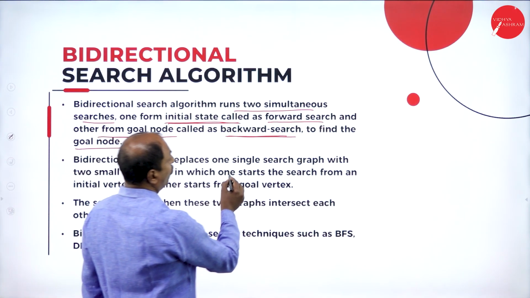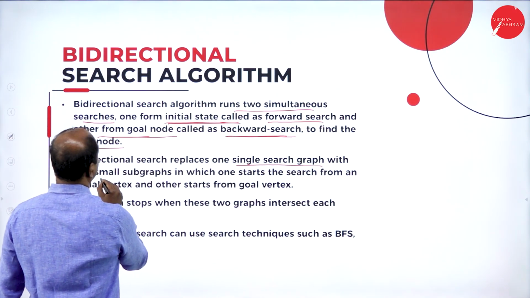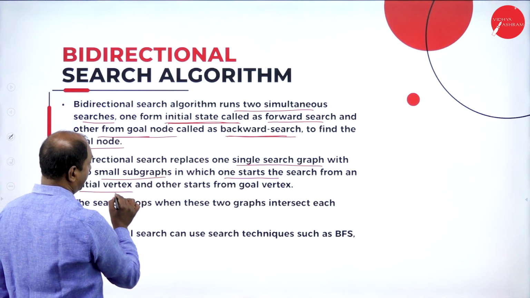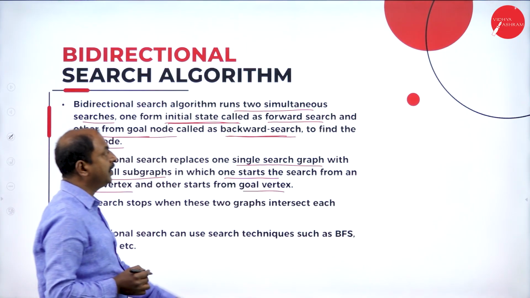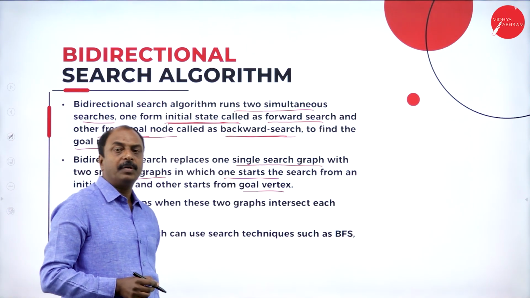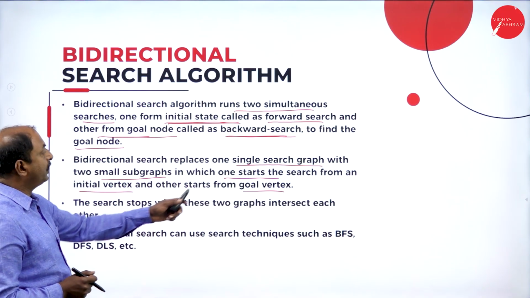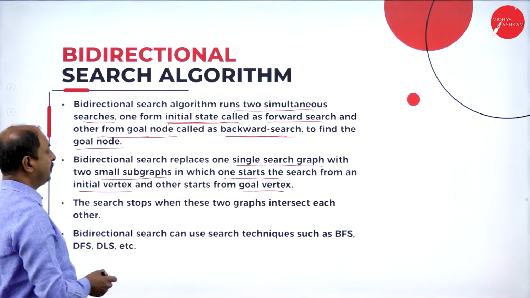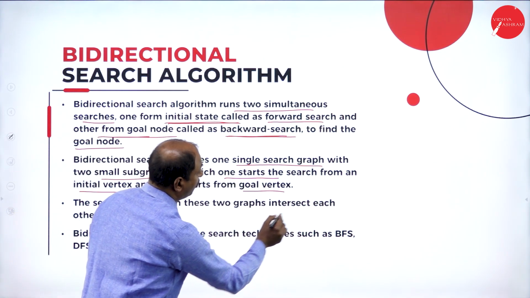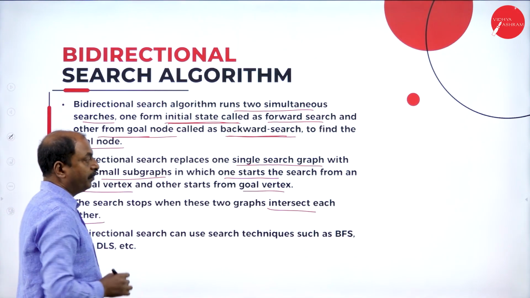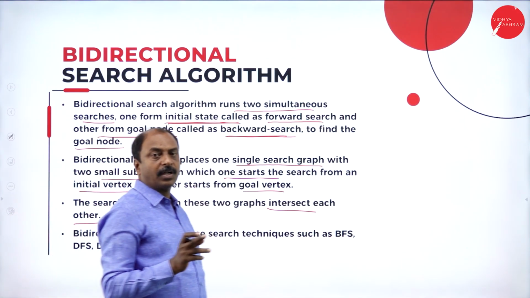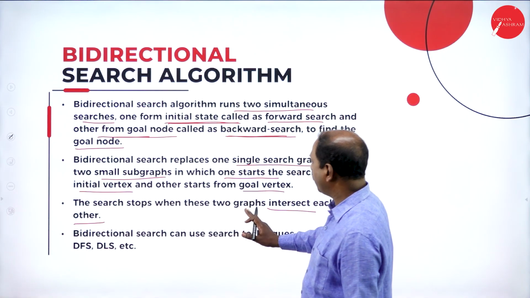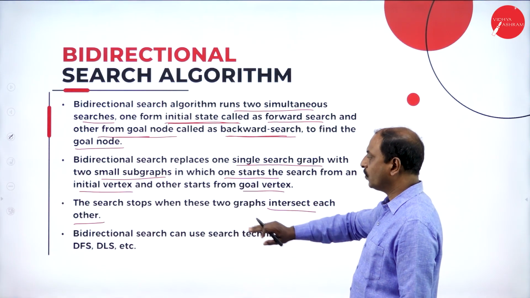It replaces one single search graph with two smaller subgraphs, in which one starts the search from the initial vertex and the other from the goal vertex. Because of this, the entire graph is divided into two subgraphs. The search stops when these two searches intersect each other, and at that point it stops searching for the goal node.